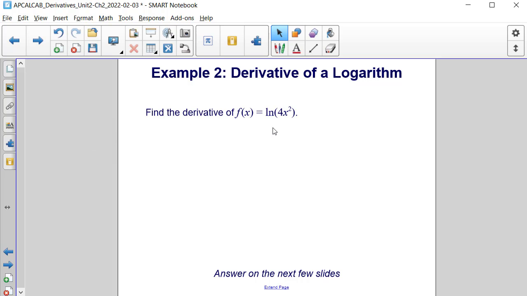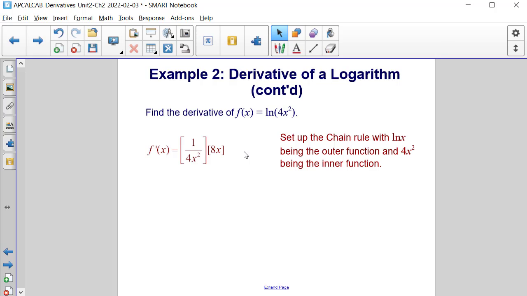Find the derivative of f of x, which is equal to the natural log of the quantity 4x squared. The first step is to set up the chain rule. So we have the natural log of 4x squared. So the derivative of natural log is 1 over whatever's inside of that set of parentheses. So that's where we get the 1 over 4x squared. But then we have to apply the chain rule and also take the derivative of what's inside of the parentheses, or what's inside of that logarithm. And the derivative of that is 8x.